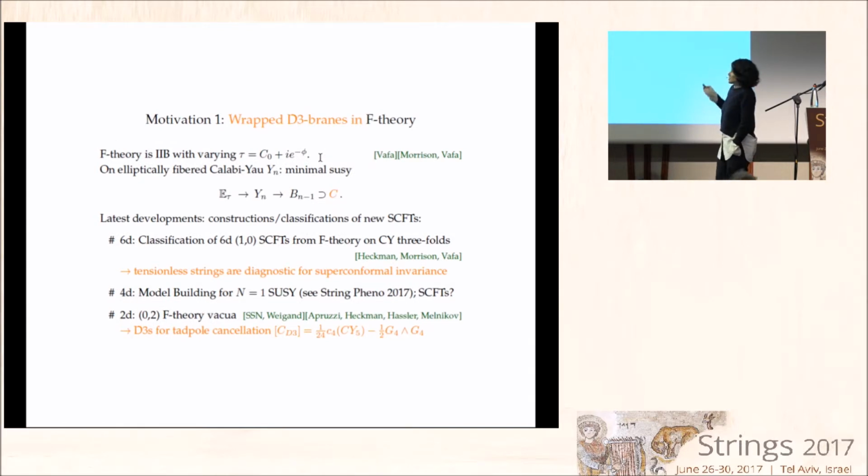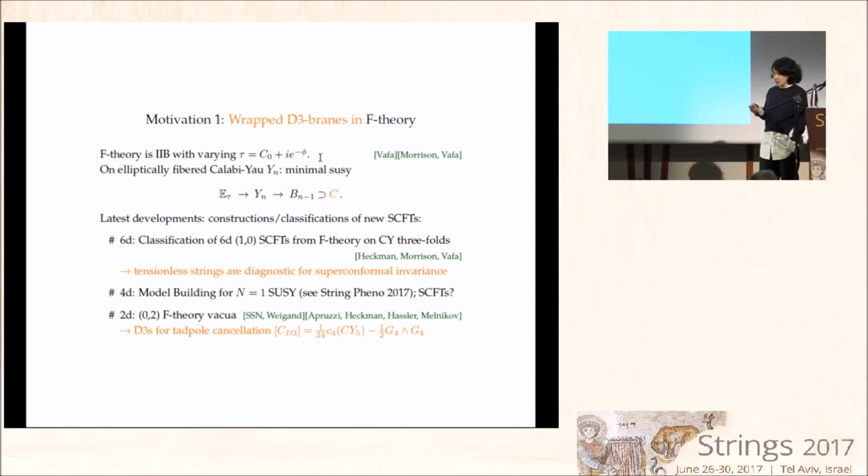So why would we study D3 branes in this setup? Well, we're looking at specifically wrapped D3 branes. So they'll be wrapping a curve inside the base manifold. In 6 dimensions, these are, of course, extremely important. They're like the diagnostic for the superconformal invariance of these theories, the tensionless strings. In 2 dimensions, in fact, this is where we came to this problem. D3 branes are vital for the global consistency of the model, namely, there's a tadpole cancellation. The class of this curve that the D3 brane wraps has to cancel the fourth Chern class of the Calabi-Yau 5-fold and some contribution from the flux. So you're actually forced to have these D3 branes in your model.